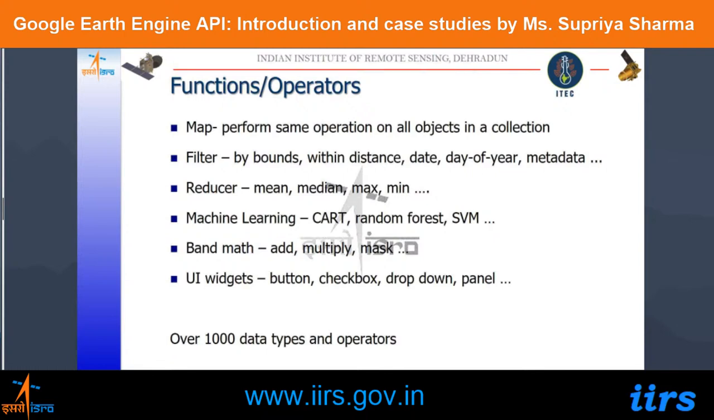Then we have the reducers. Reducers are used to generate some statistics from the data or aggregate the data. So statistics such as mean, median, max, min can be generated from our data sets. Machine learning operations can also be performed over the data that is available on the Google Earth Engine using several functions that exist as a part of the Google Earth Engine library.